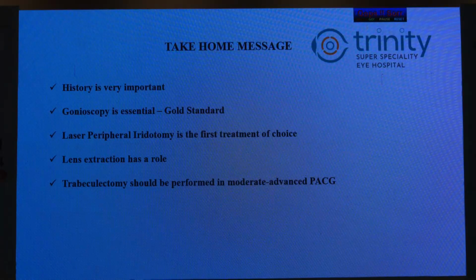I won't say a clear lens extraction, but at least for early cataract or NS1, you can definitely consider lens extraction. Trab should be performed in moderate to advanced cases after proper counseling and taking care of the complications.